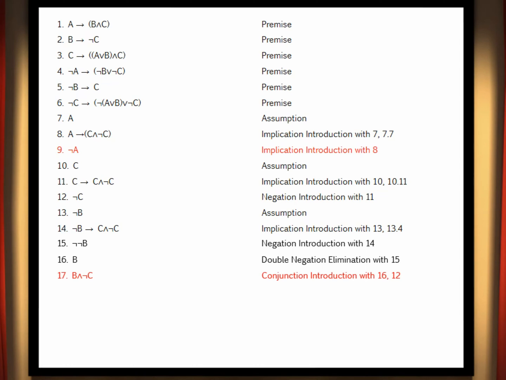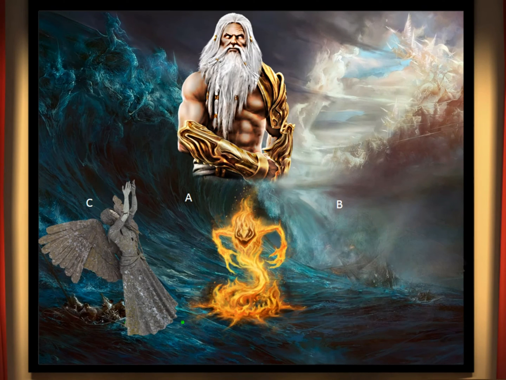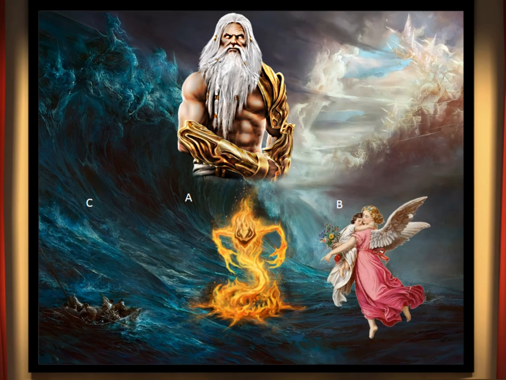17, B and not C by conjunction introduction with 16 and 12. 18, not A and B and not C by conjunction introduction with 9 and 17. We have now come to the end of the proof. From step 18, we can see that not A is true, B is true, and not C is true. We can hence conclude that A is a demon, B is an angel, and C is a demon.